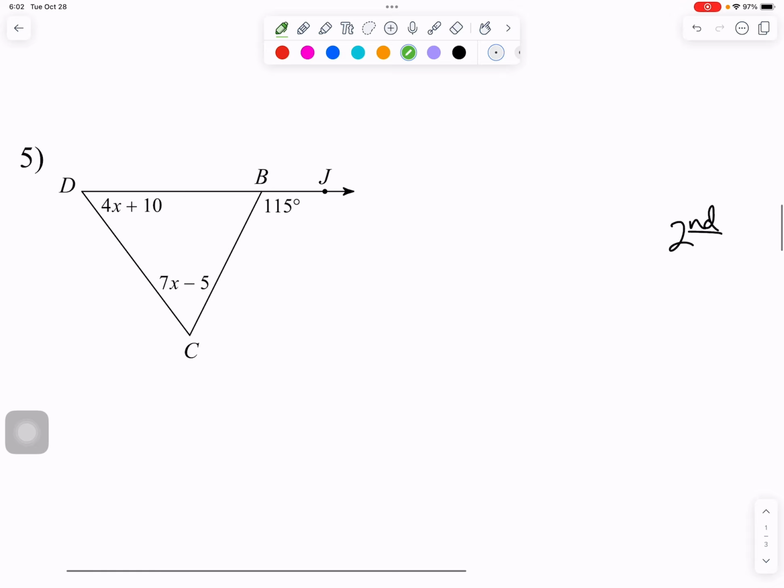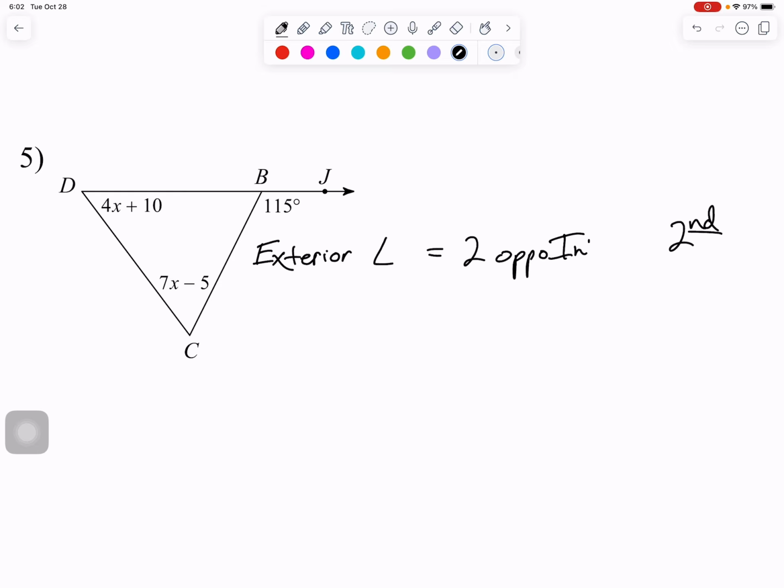All right, so right here with number 5, this should assist us. Again, with the next, like 3 or 4, I'm going to go ahead and scan the outside of this triangle. Oh my goodness, we run into an exterior angle. And angle B is not given to us, but the 2 opposite interior angles are. So when we have an exterior angle and 2 opposite interior angles, we can set this up as, ready? Exterior angle equals 2 opposite interior angles.